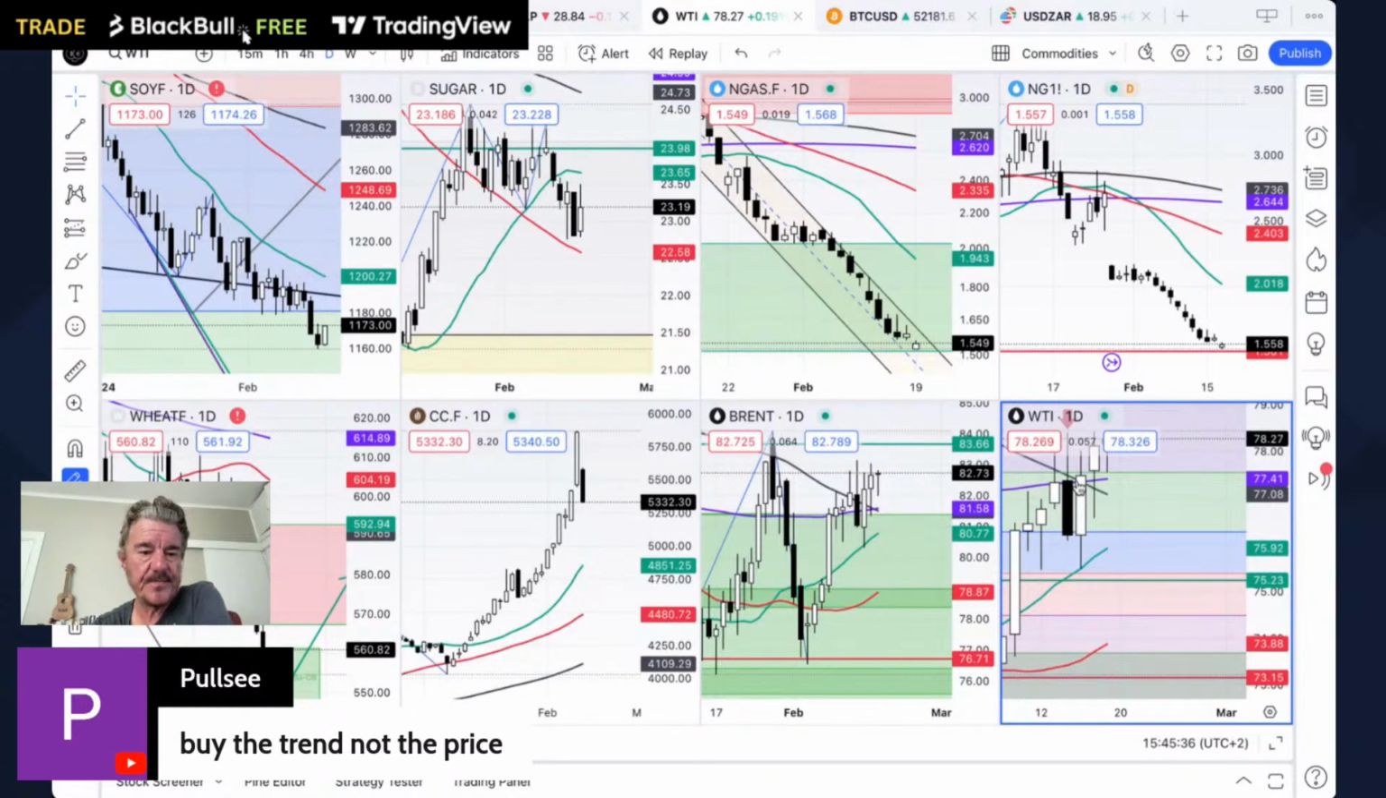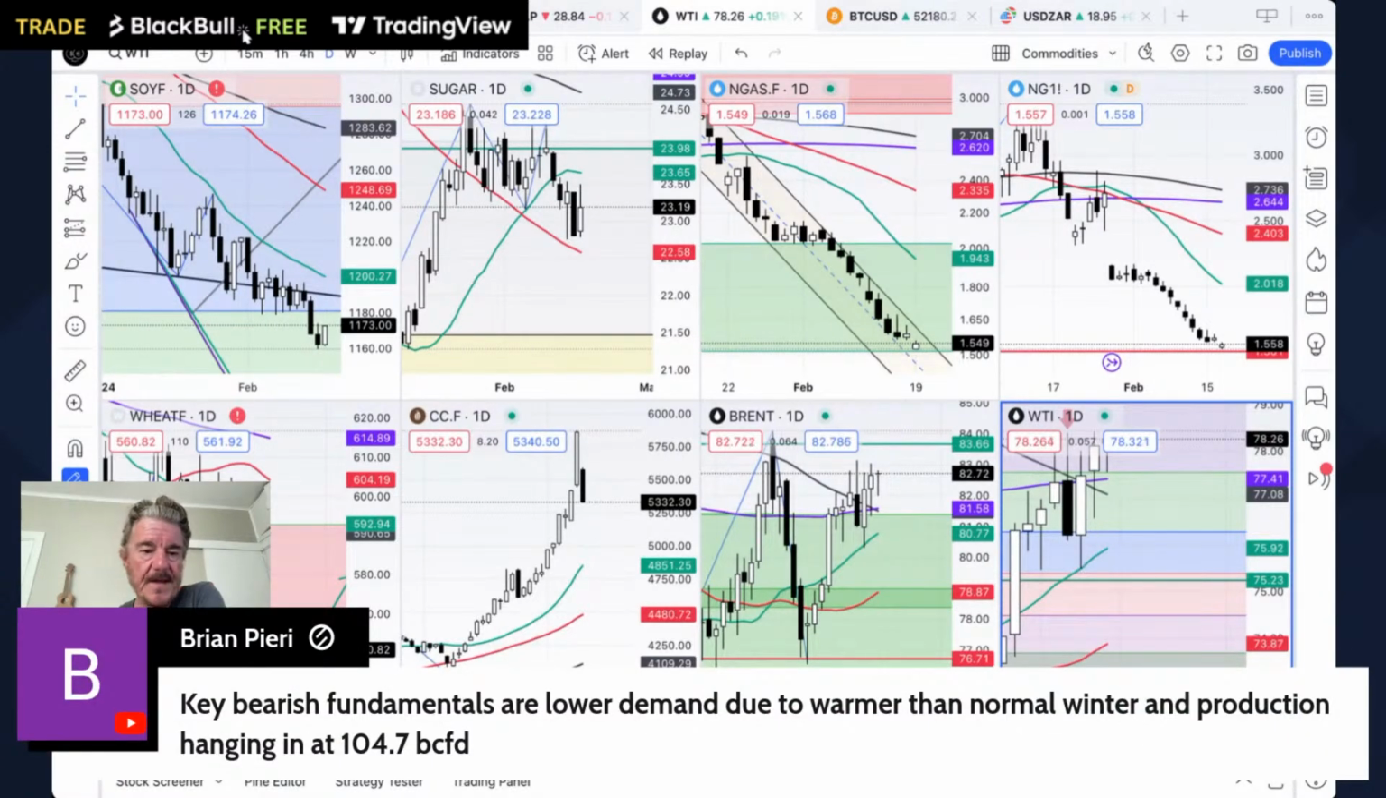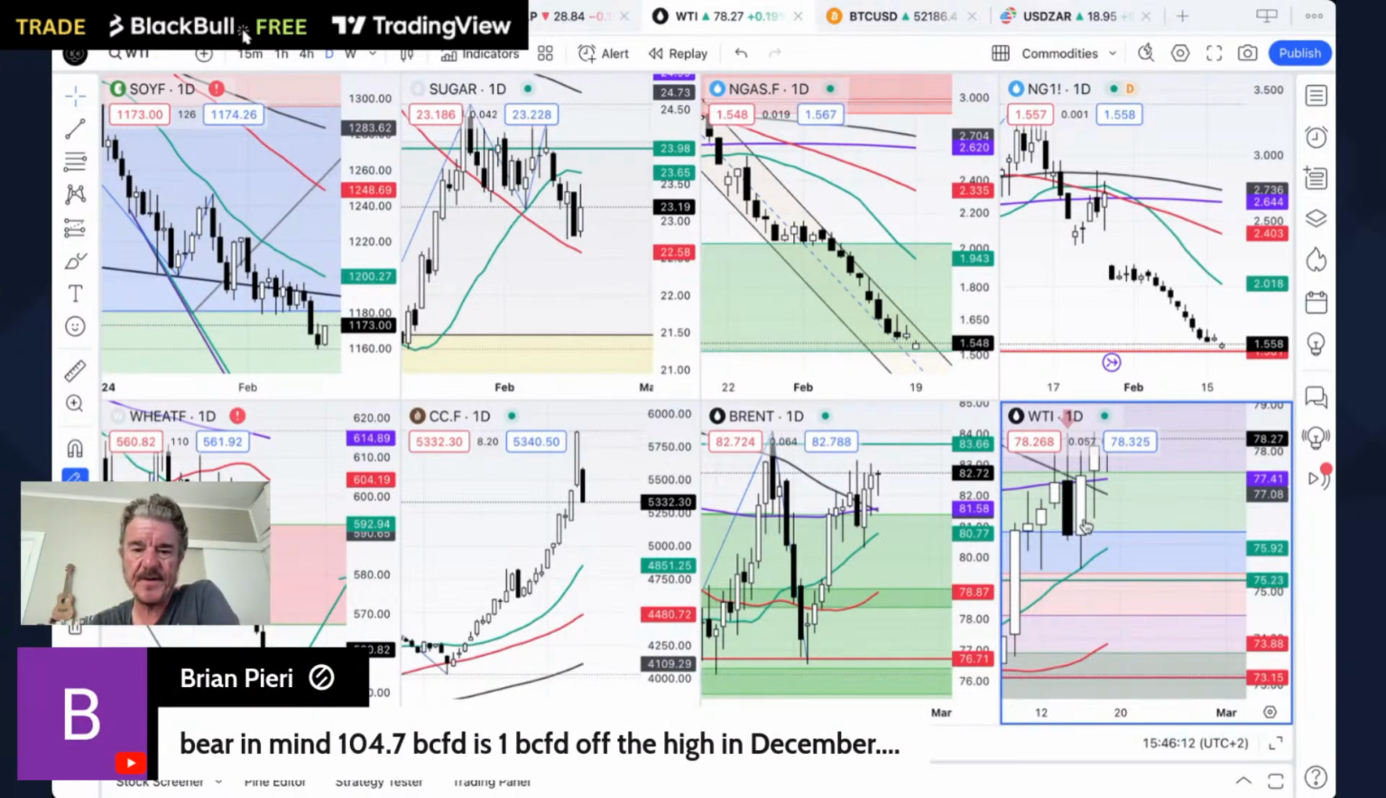Buy the trend, not the price. Okay, good advice. Key bearish fundamentals are lower demand due to warmer than normal winter and production hanging in. Okay, yeah, sure. We know that there's lower demand because of weather. We know there's also potentially lower demand because of a drop in industrial demand. So it's not all good news for natural gas for sure, but it wasn't good news for oil recently or for wheat. So quite often the contrarian view, not always, of course, but often the contrarian view can be true, can be correct as well.